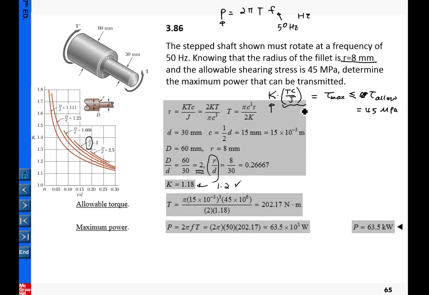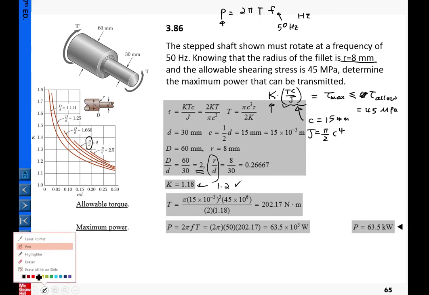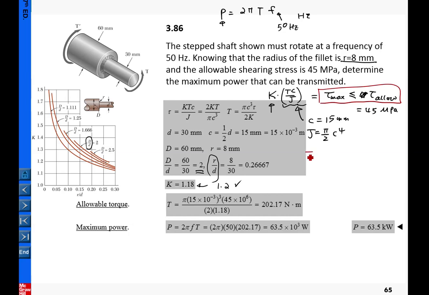Once we have determined the K value, then here is this. And again, this quantity must be calculated based upon the smaller shaft. So from here, the C should be equal to 15 millimeter, and J equal to pi over 2 C to the fourth power. So put everything together and subject to these criteria, then from here you should be able to determine T is less than or equal to 202.17 Newton meter.